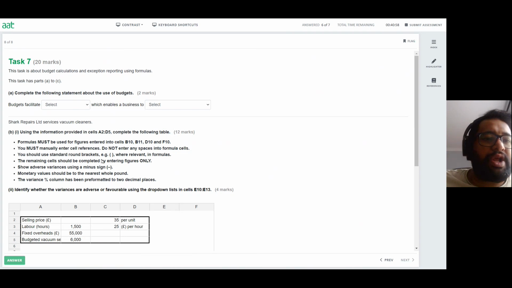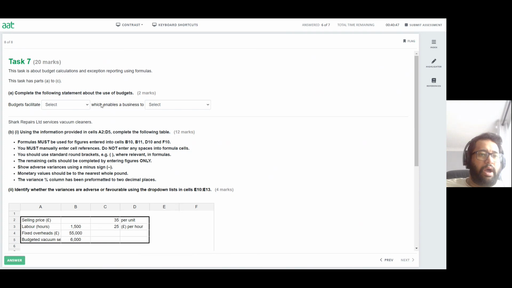This task is about budget calculations and exceptions reporting using formulas. So it's a formula part that is involved here. Calculate the following statements about the use of budgets.